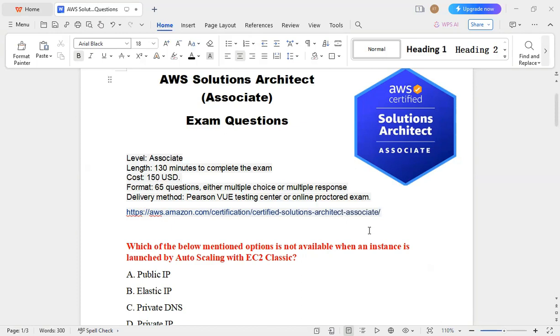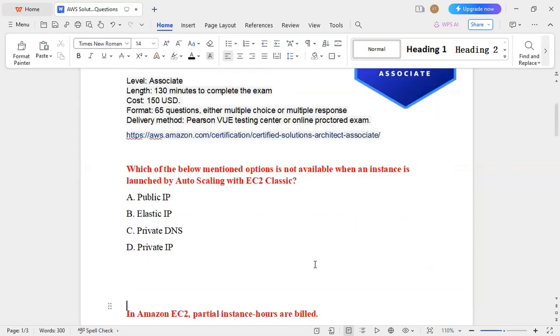So the first question is, which of the below mentioned options is not available when an instance is launched by auto-scaling with EC2? So what is instance? First of all, instance is a server, virtual servers. So virtual servers we call the instance.